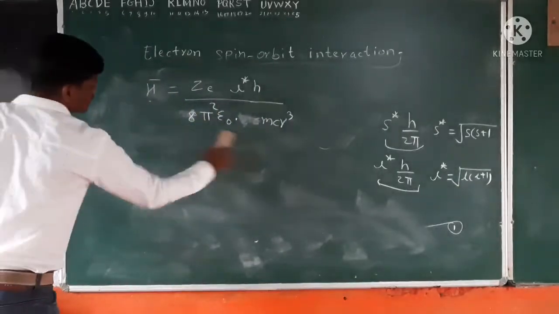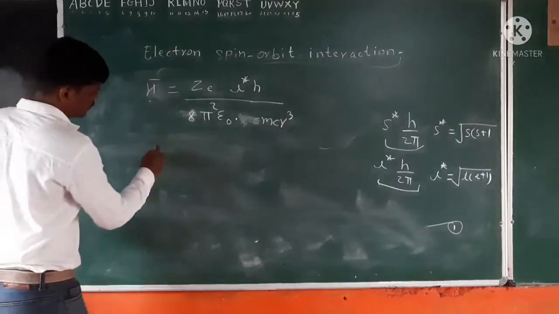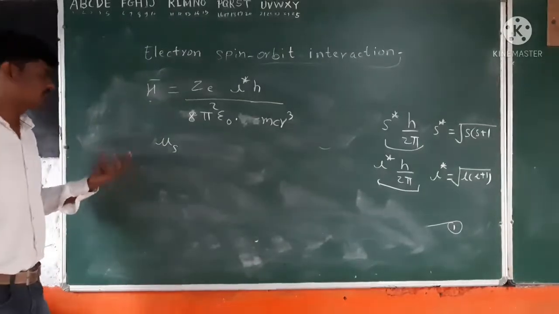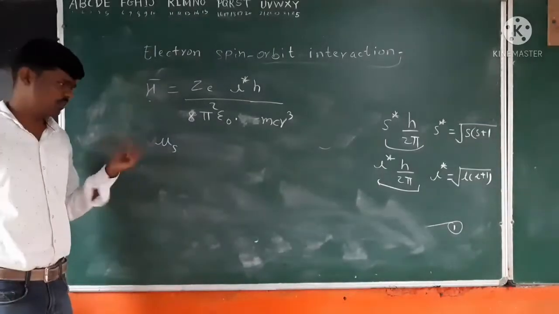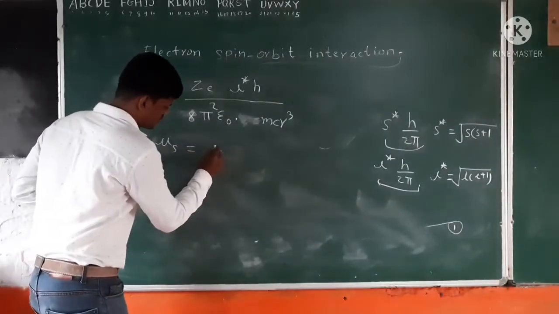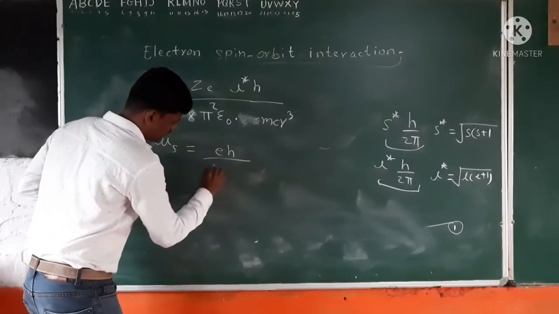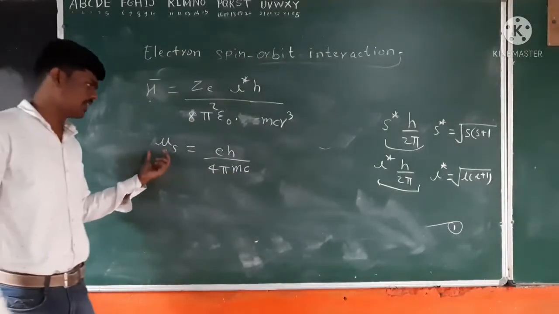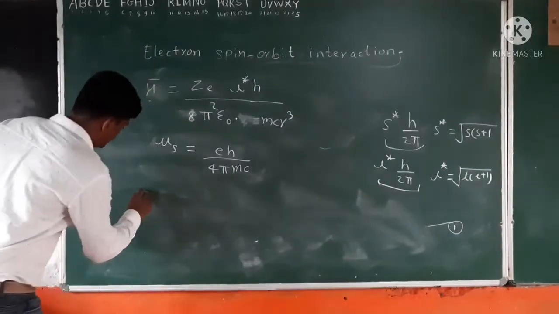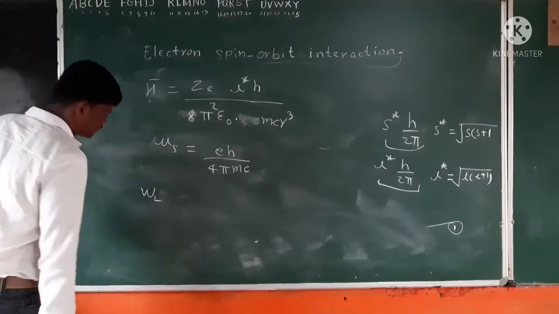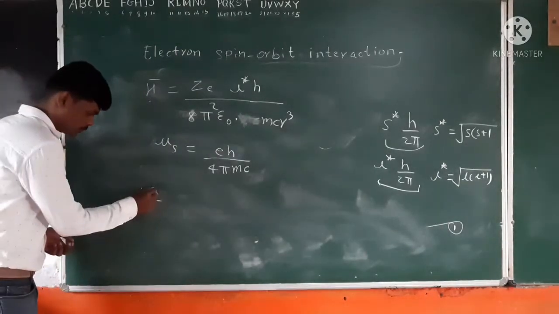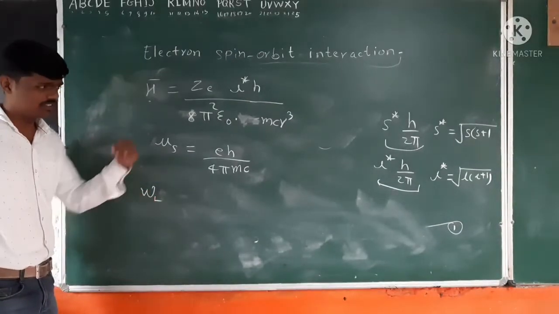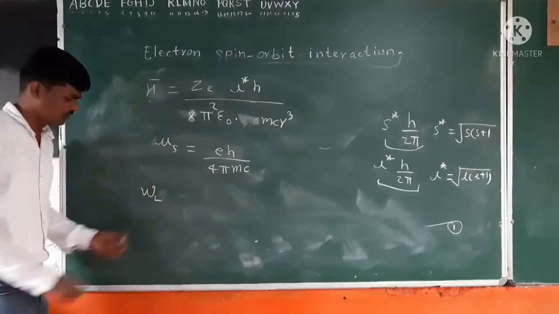To calculate this precessional angular velocity, we know that the electron has spin, and the magnetic moment due to the spin of that electron, mu s, is eh by 4 pi m c. Now if you want to calculate omega L, that means the angular precessional velocity. Not the total, there is a relativistic angular velocity also. So yes, we will calculate this.